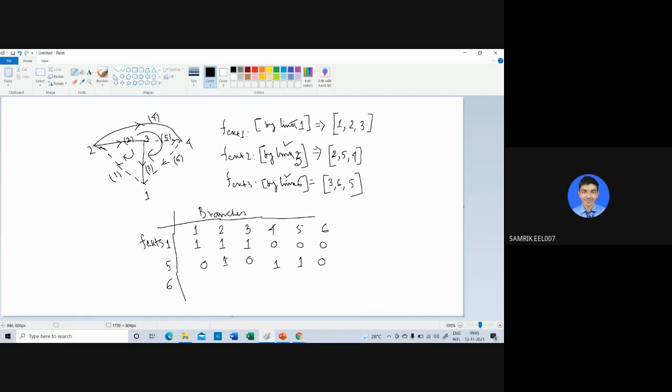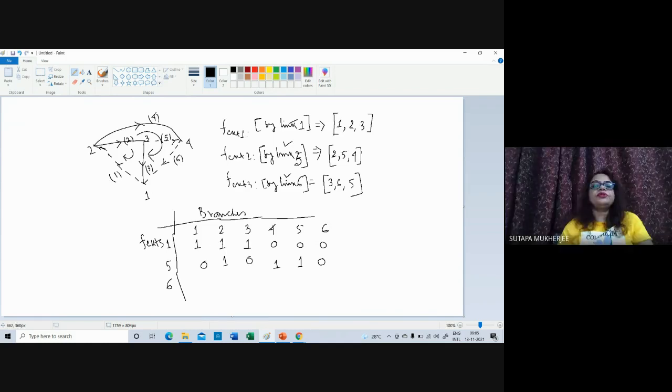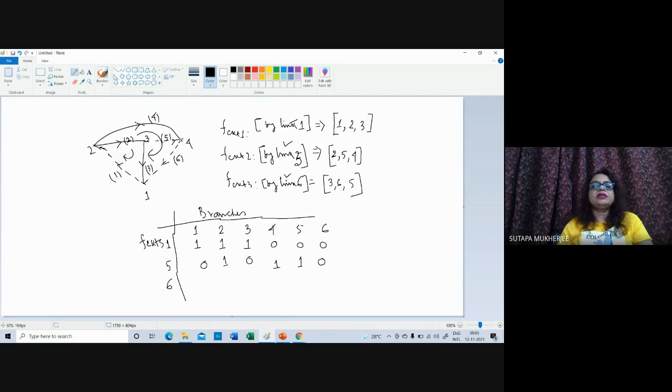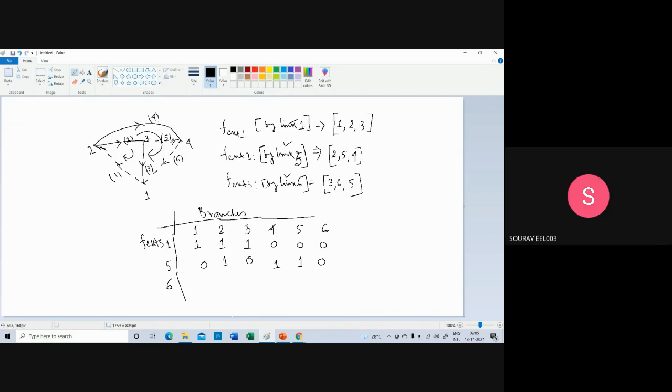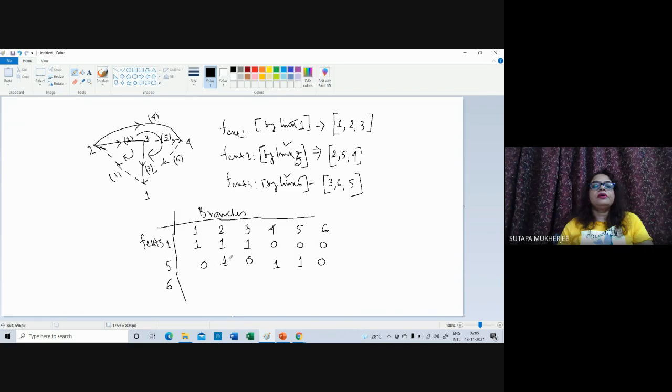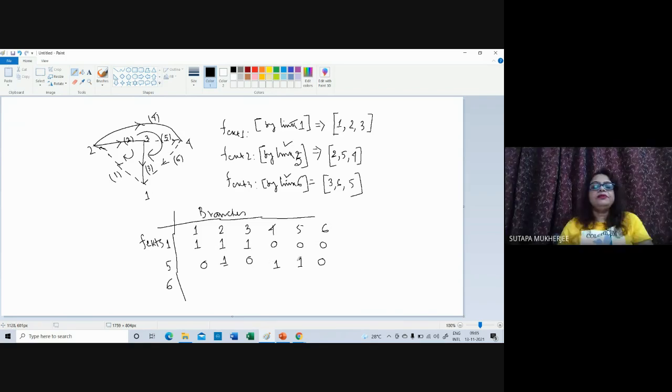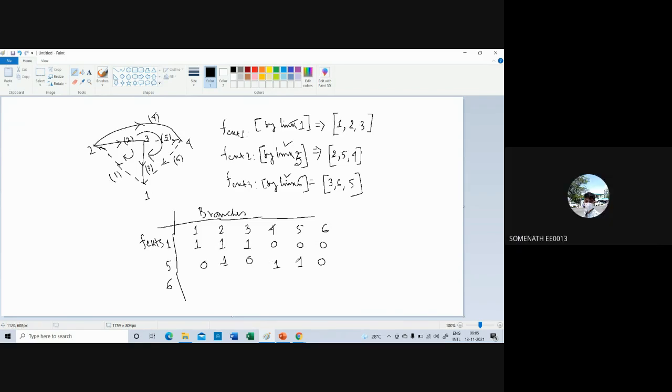5 will be minus 1, and the rest will be plus. The loop direction goes this way, and this is fundamental circuit 5. Ma'am, 2 will also be minus, since the current direction is this. This is minus, okay? And 4? 4 will be plus. And 5? 5 is minus.